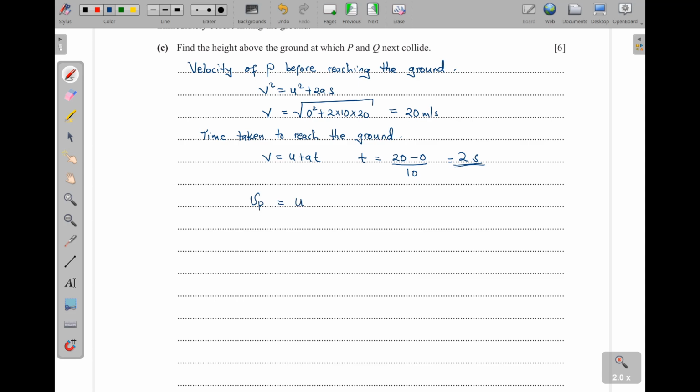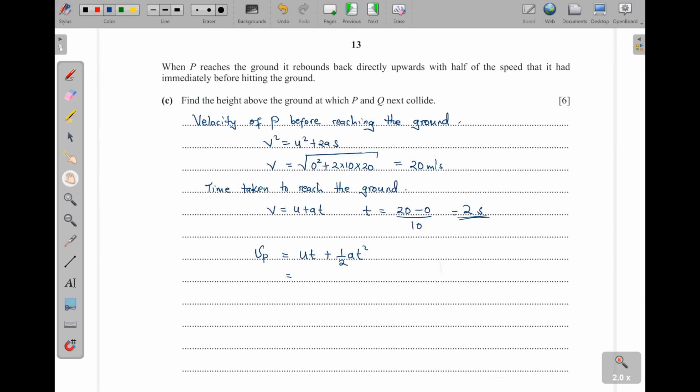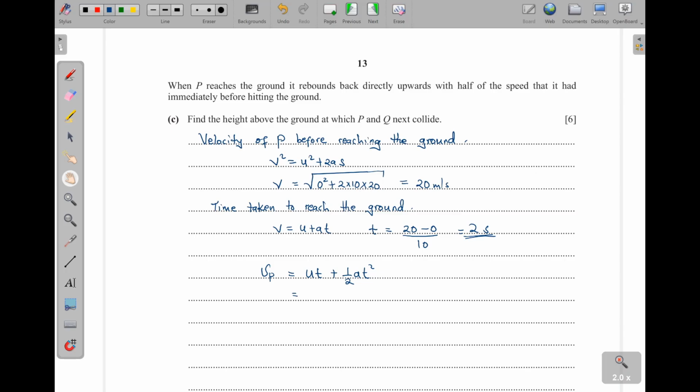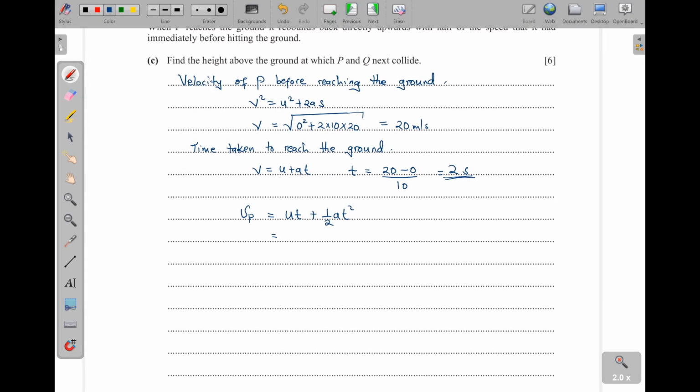SP is equal to UT plus a half AT squared. So here we shall have, when it moves up after hitting the ground, they said that it rebounds back directly upwards with half of the speed that it had immediately before hitting the ground. So we shall have a half of that 20.